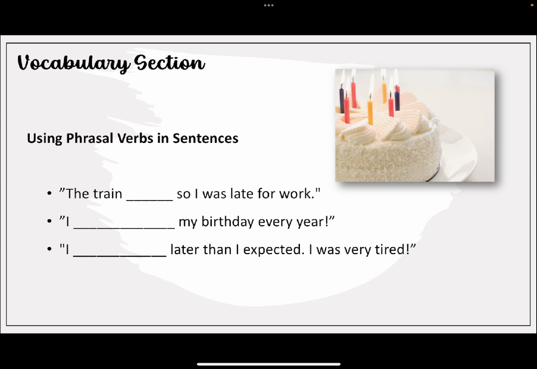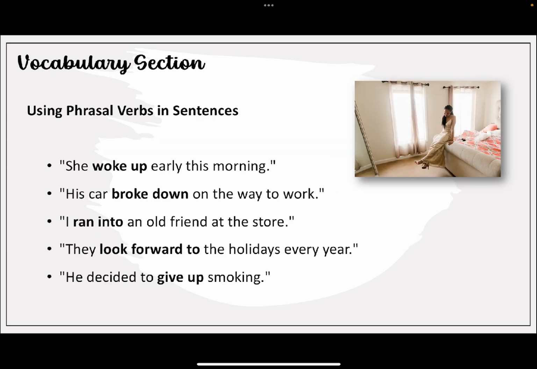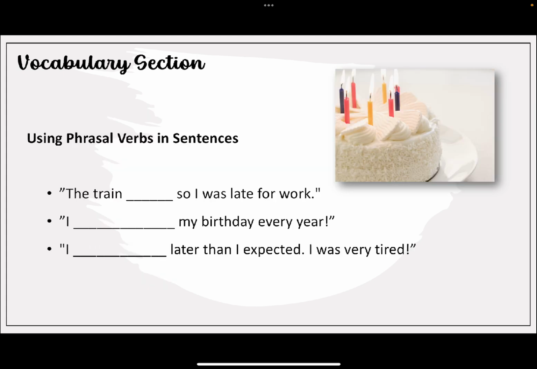I'm going to read the phrasal verbs again so you can come back to them and think of the appropriate one that fits in that sentence. Get up or woke up. Broke down, ran into, look forward to, give up. And the correct phrasal verb: the train broke down, so I was late for work.